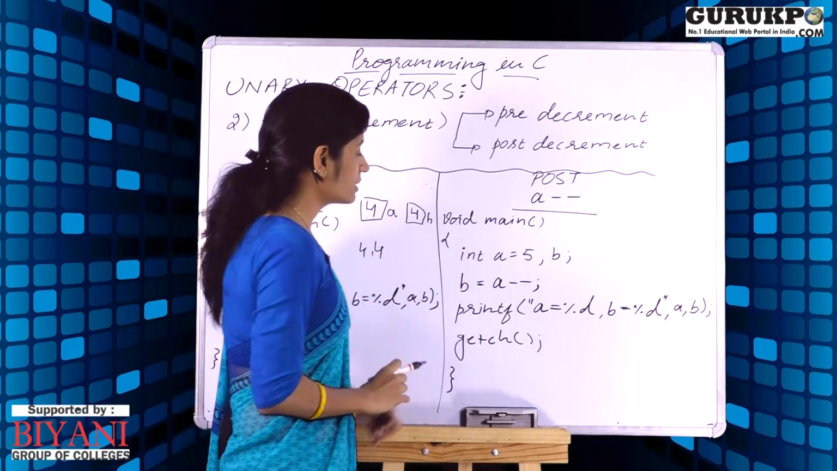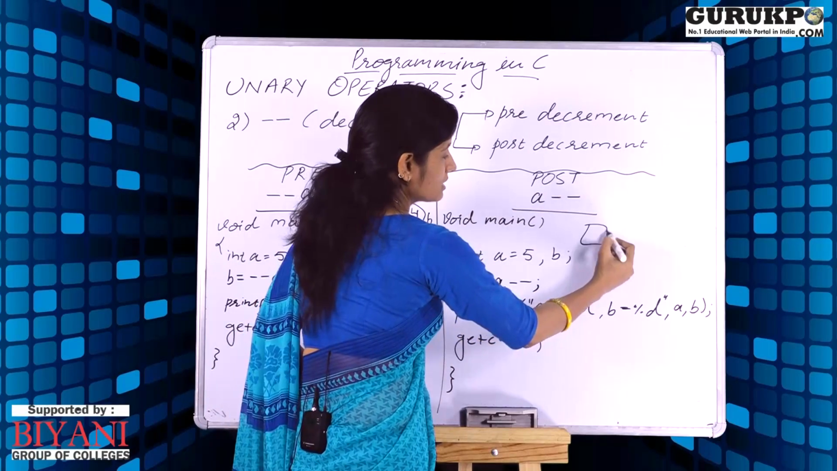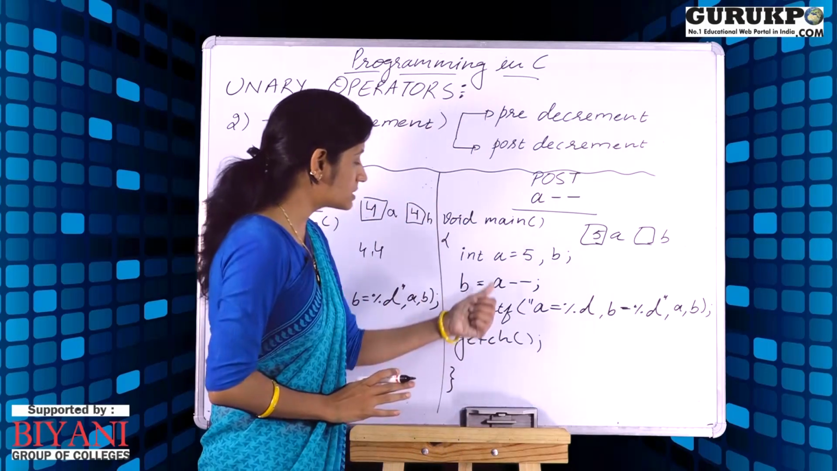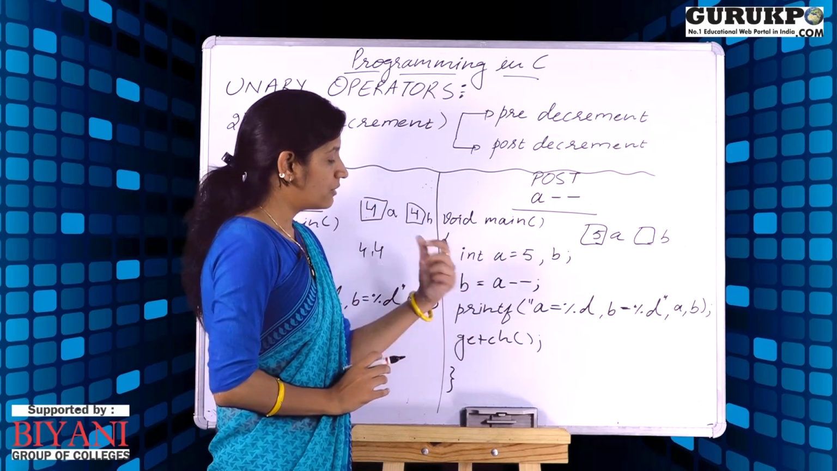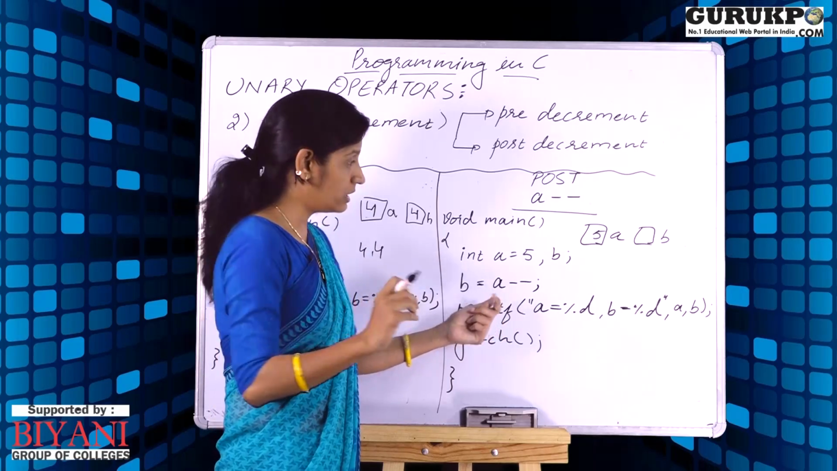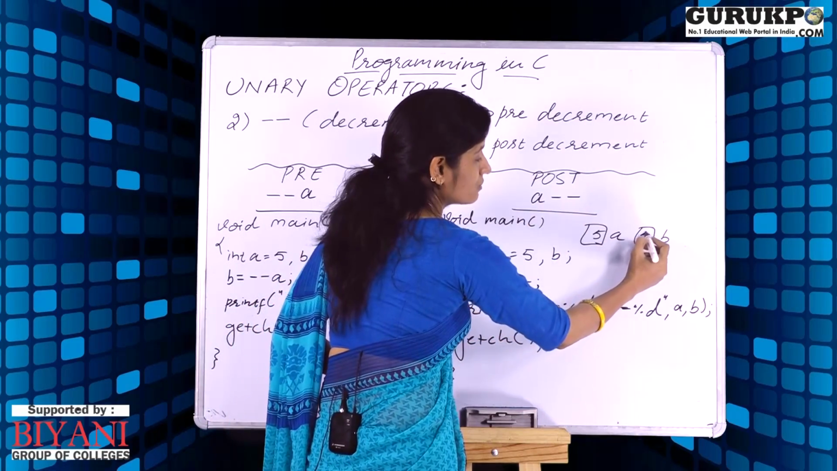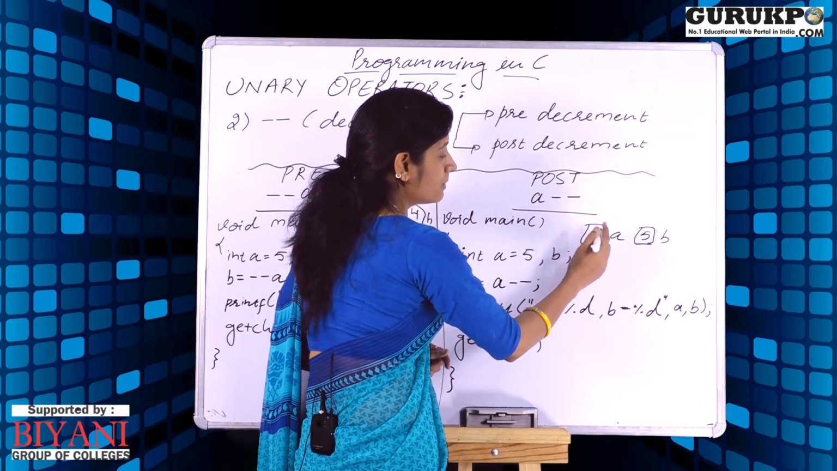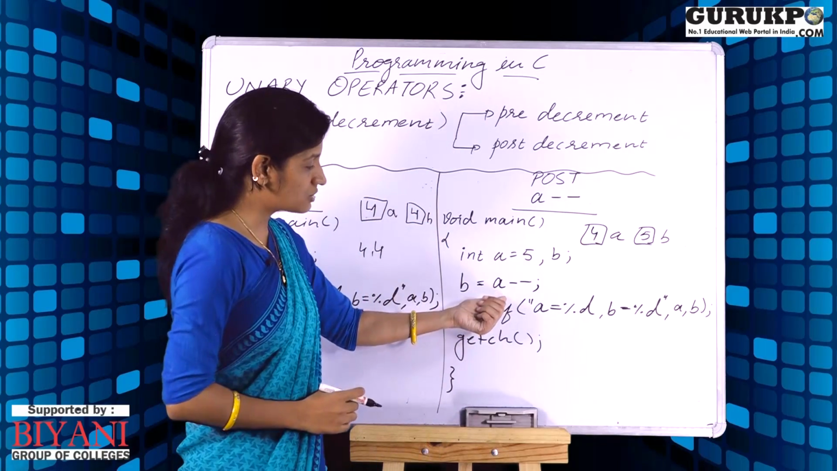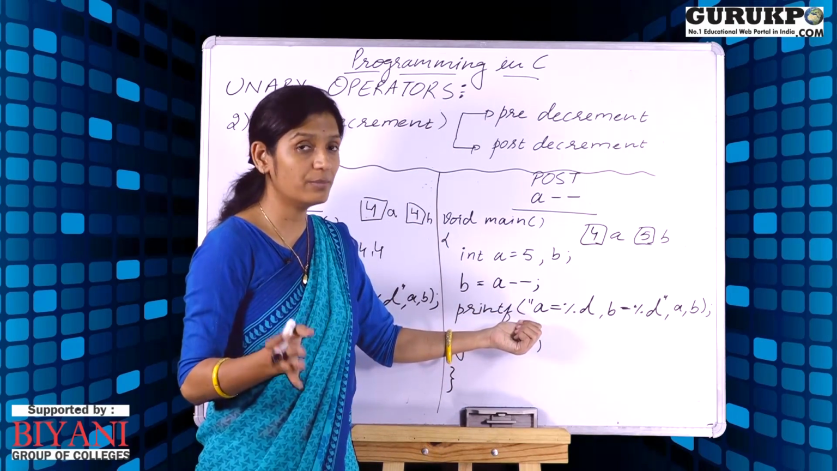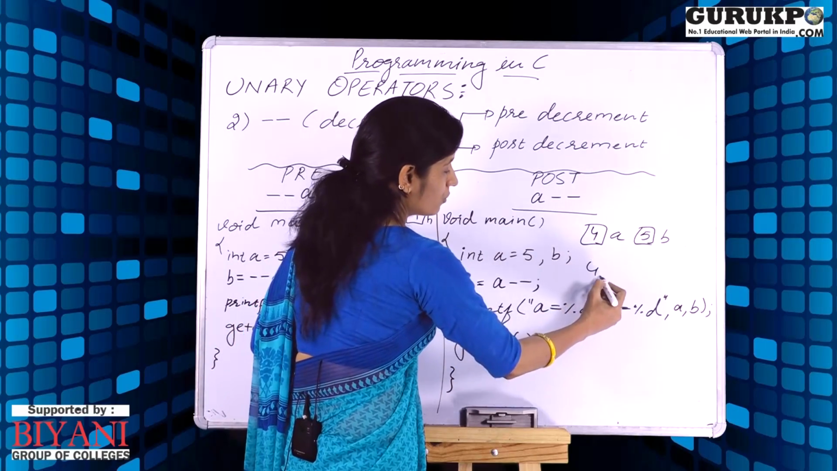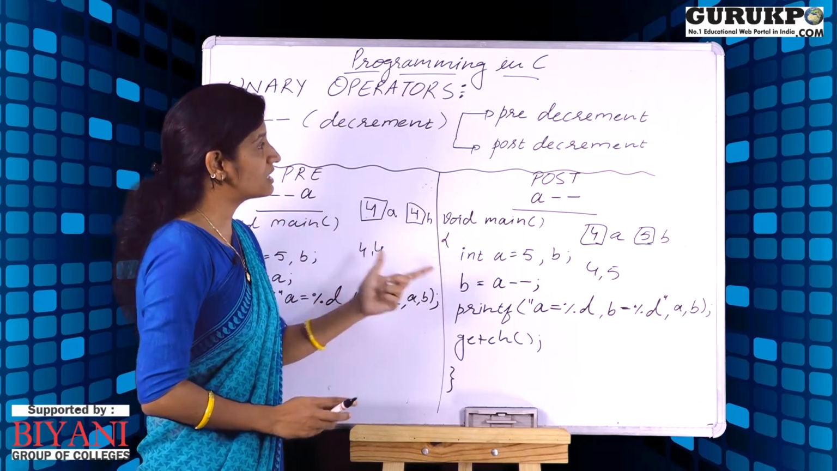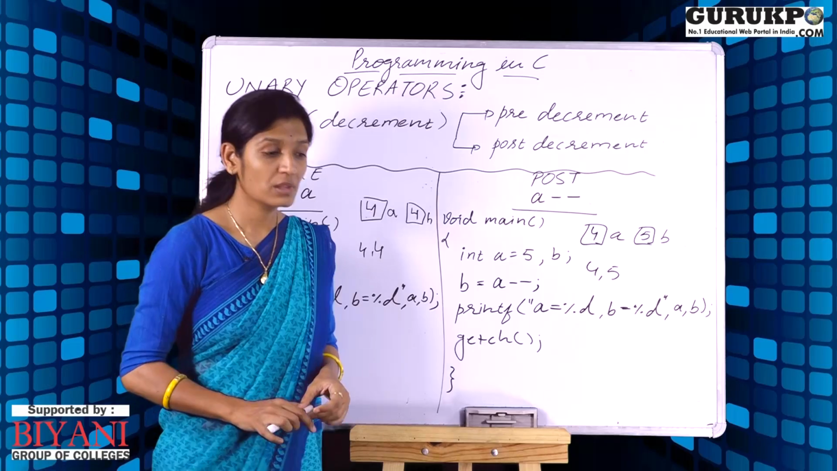But in case of post-decrement, again we have taken A as 5 and B empty, nothing initialized. Then for B, first we assign the current value of A to B. So what is the current value? 5. This we assign to B, and after that we decrement the value of A and it becomes 4. So after executing this instruction, if we print the values of A and B, then they will be 4 and 5. So we can clearly see the difference. In this way these increment and decrement operators work.